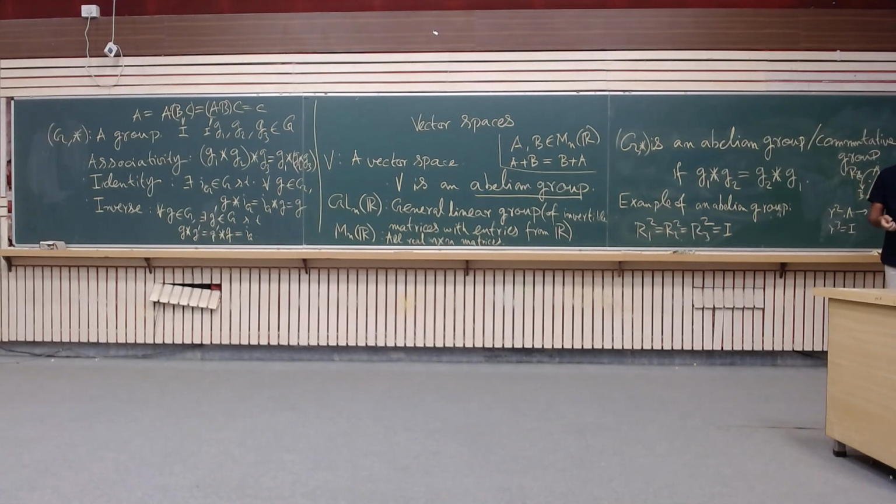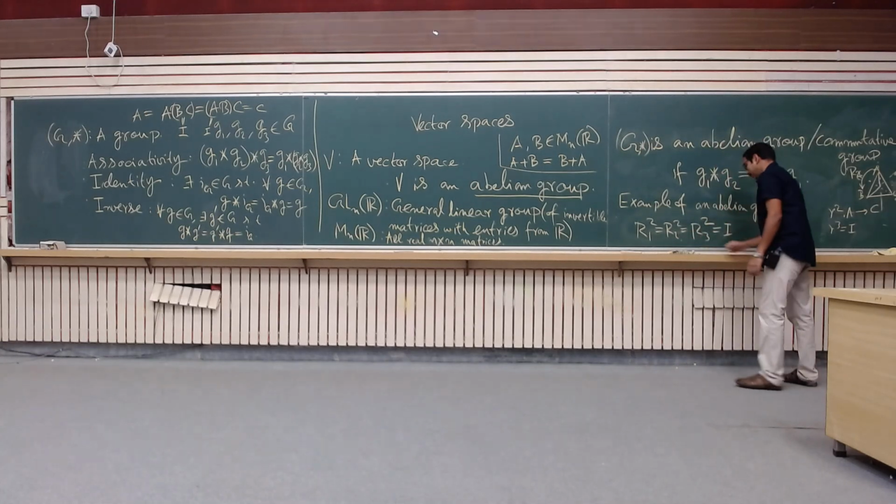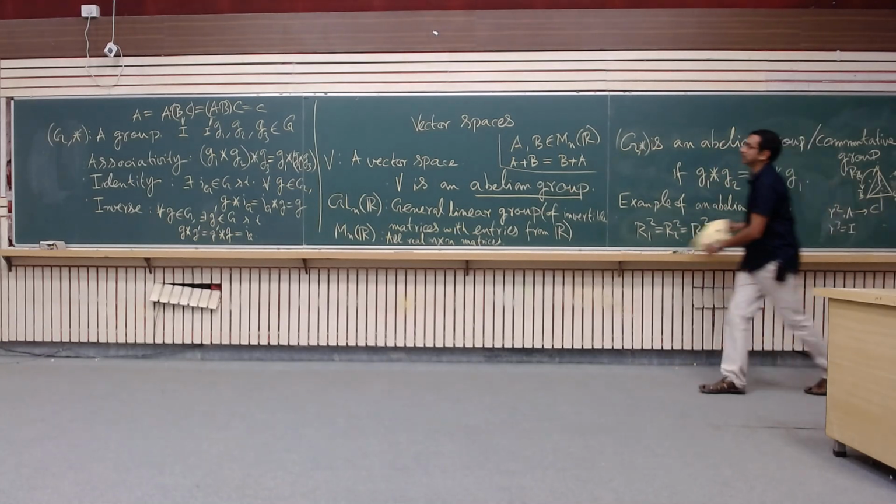So now, what's the question you should ask for showing whether it's an abelian group or not? Whether R1 R2 and R2 R1 are the same, like they map to the same. Let's check whether it does. R1 composed with R2, you said, right?